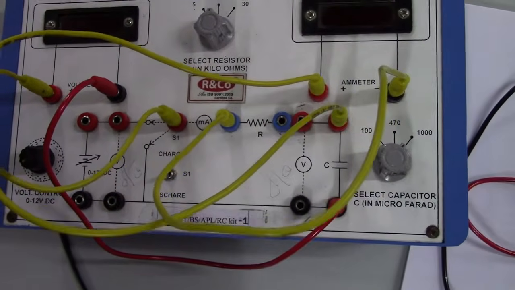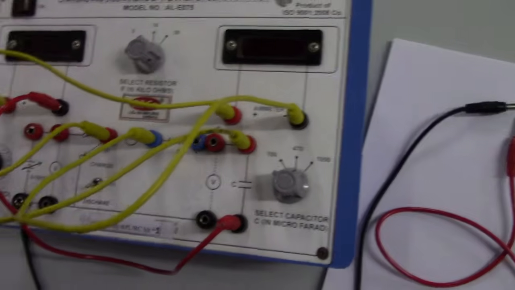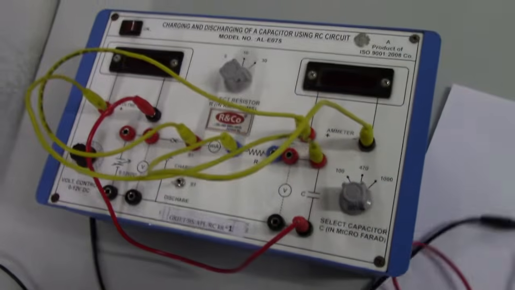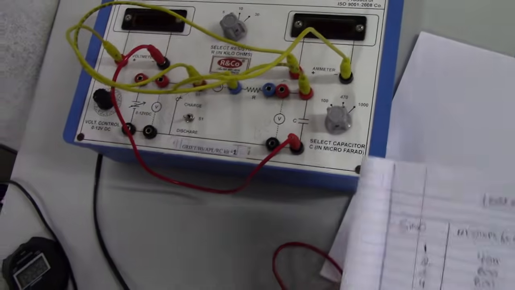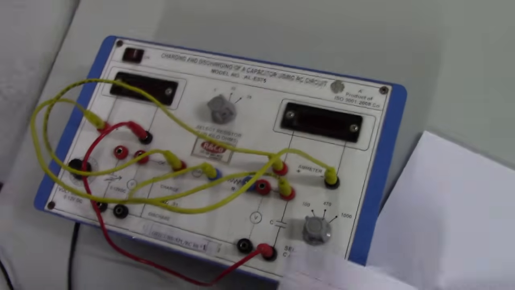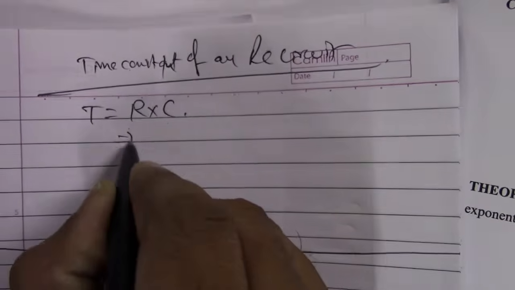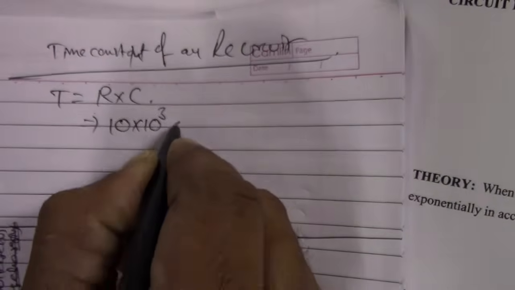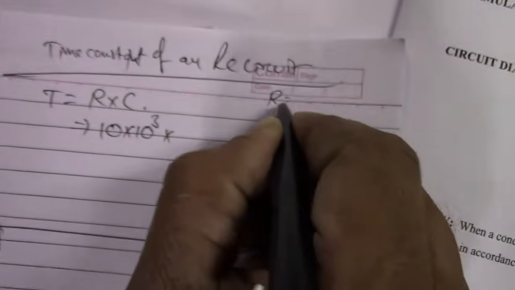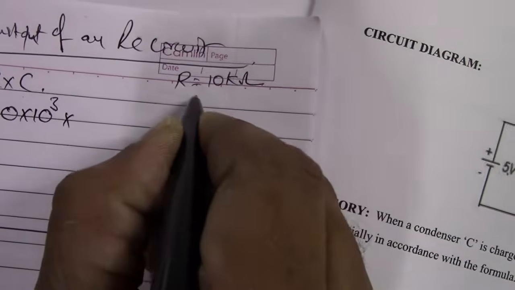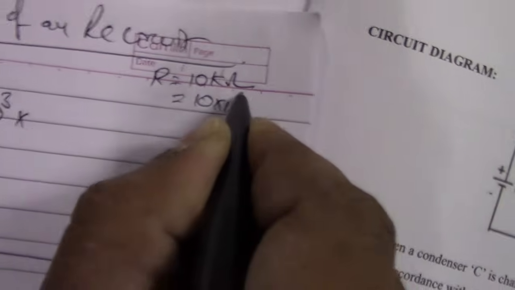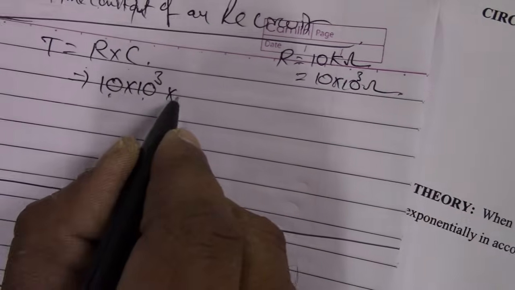So the main aim of this experiment is to calculate the time constant. How to calculate the time constant, students? It is T is equal to R into C. So time constant is equal to R into C. Theoretically we have the formula, resistance into capacitance. Okay, so what is the R value we have taken? It is 10 kilo ohms, 10 into 10 cube ohms. Here I have taken R equal to 10 kilo ohms. So when you represent it in ohms, you have to write it like this: 10 into 10 cube ohms into C.